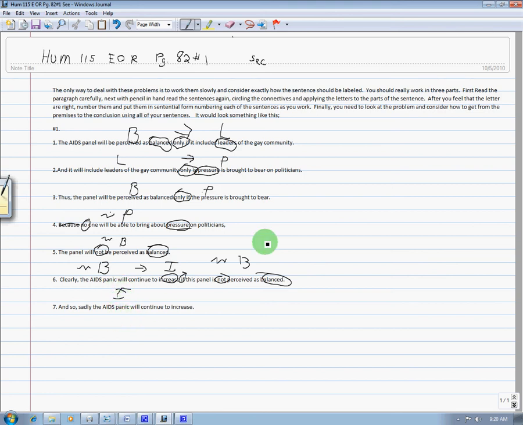So really, it's going to look like this, and we'll number them out. And now our work is easy, because we have everything. If B, then L. If L, then P. If B, then P. And all of a sudden, the lights go off and you go, I know what that is. Not P, not B.